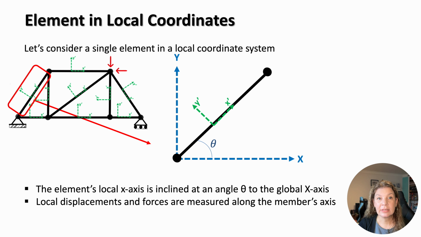Every element is easiest to describe in its own local coordinate system, where the local x' axis runs along the member. For this bar, the local x' axis does not line up with the global x-axis. Instead, it's rotated at an angle theta. The angle theta is the key link between the local axis of the element and the global coordinate system. In the local system, displacements and forces are measured along the axis of the member. But to assemble the whole structure, we need to describe the same quantities in the global XY system. And that is why angle theta is so important. It allows us to transform between the two systems.